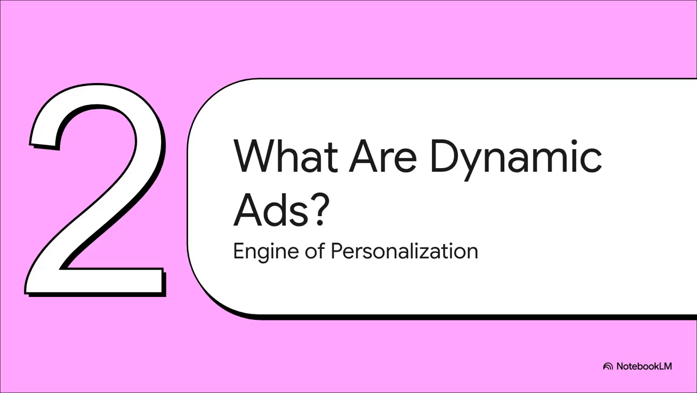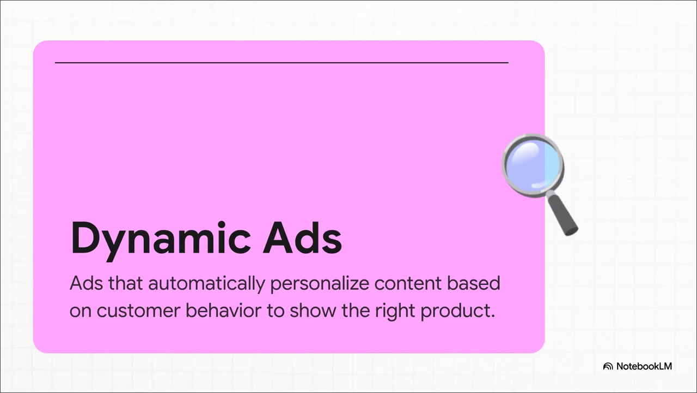Moving right along to part 2. What are dynamic ads? The engine of personalization. Just to completely demystify the concept here, dynamic ads are simply ads that automatically personalize your content based on each customer's specific behavior. It's designed to show the exact right product to each individual user. Think of it like this. You leave a pair of running shoes in your online cart, and then boom, you see an ad for those exact shoes on another website later that day. This automation significantly reduces manual work, saving you an immense amount of time while delivering highly relevant results that actually drive way better campaign performance.